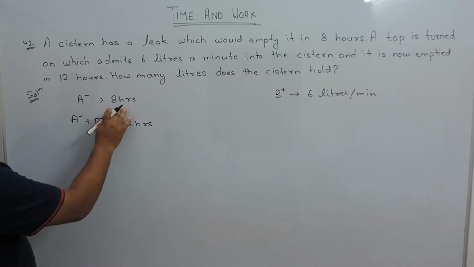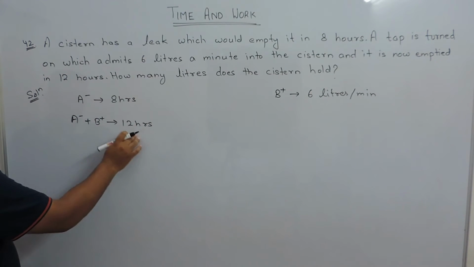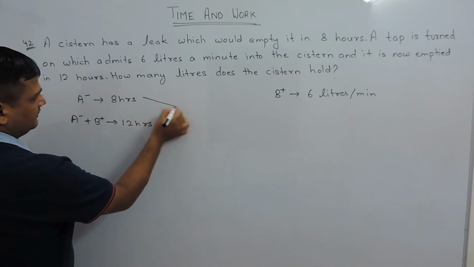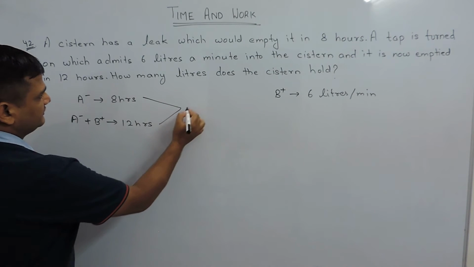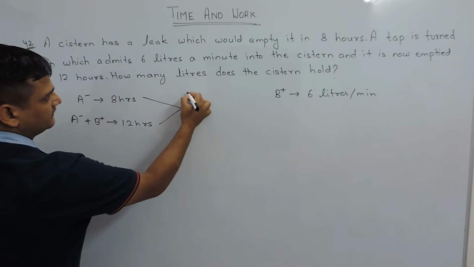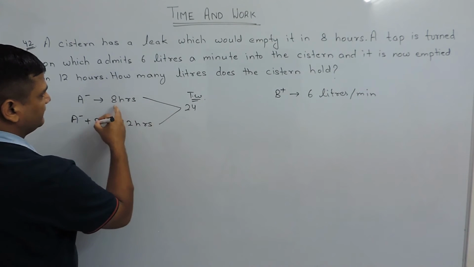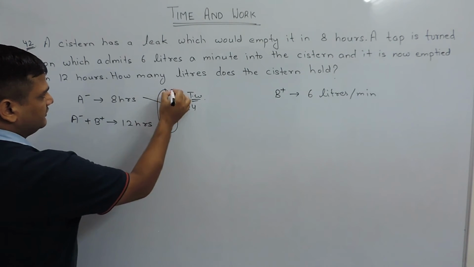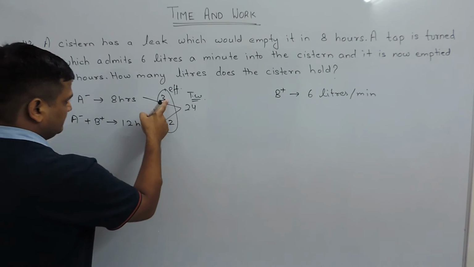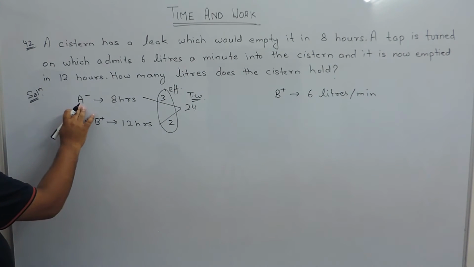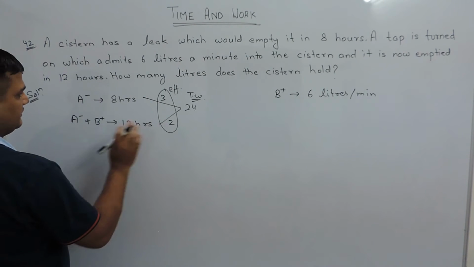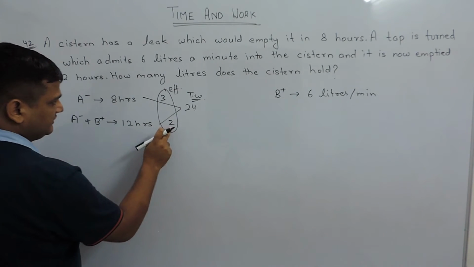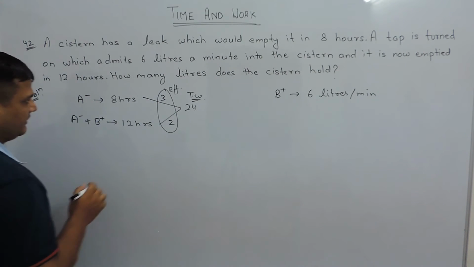Firstly, we will take the LCM of these two timings for finding the total work, or we can say the capacity of the tank, and the LCM of 8 and 12 is 24. This is the total work. 8 times 3 is 24, 12 times 2 is 24. These are the efficiencies. 3 is the efficiency of A and 2 is the efficiency of A plus B. And 3 is also negative efficiency and 2 is also negative efficiency.